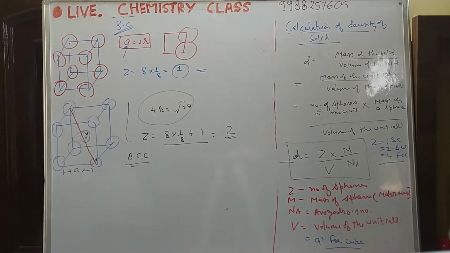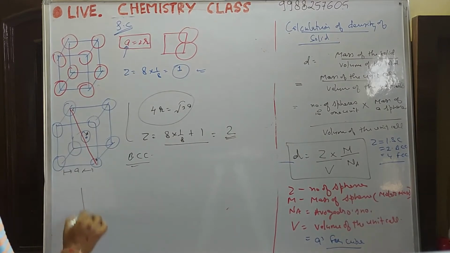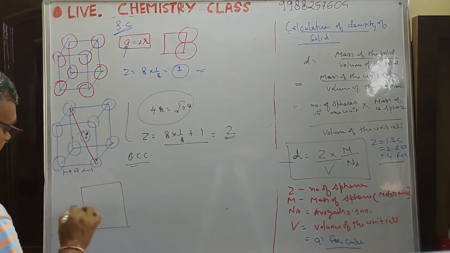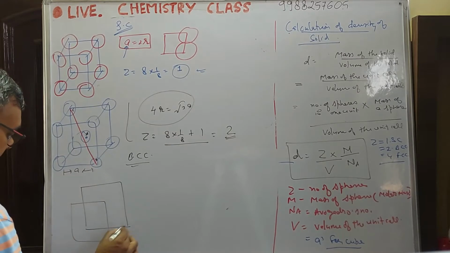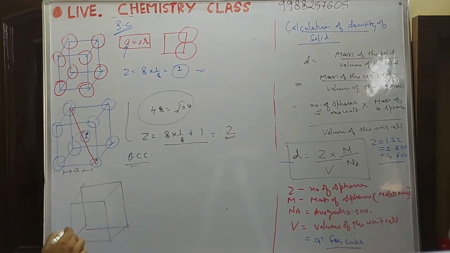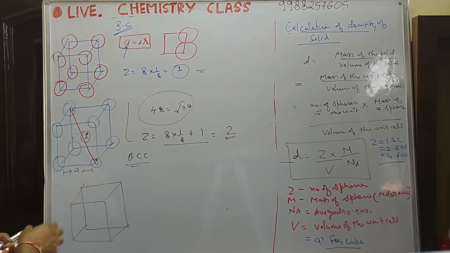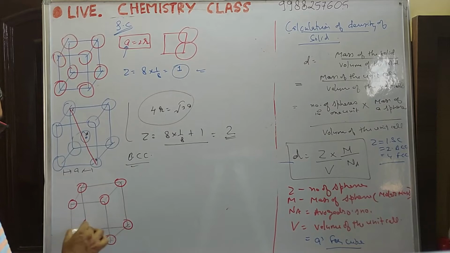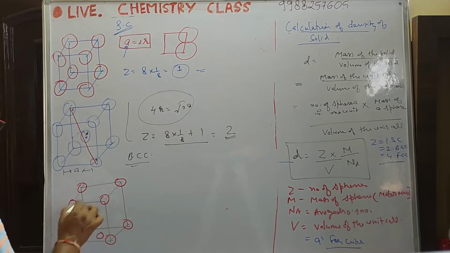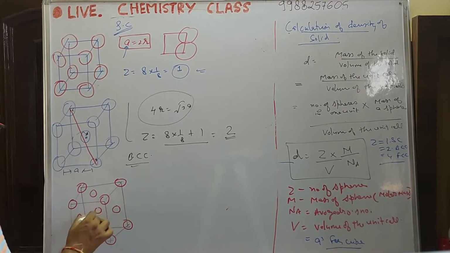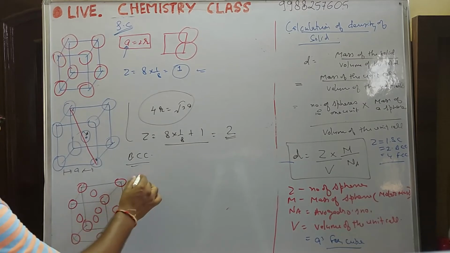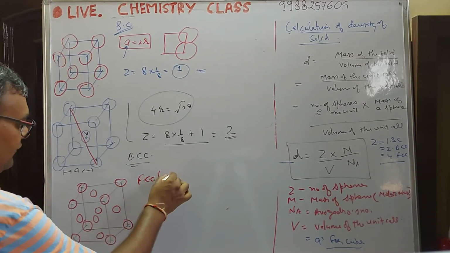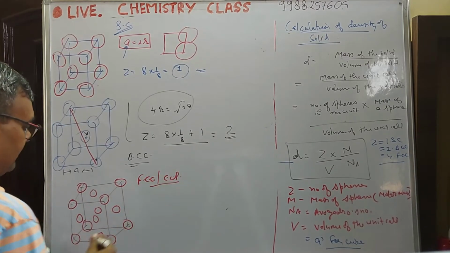If we have to talk about the face centered cubic, FCC, face centered cubic, as you know, spheres are present at all corners. In the face centered cubic, spheres are present at all corners as well as at each face center. Okay, this is the FCC. This is also known as CCP, cubic close packing.